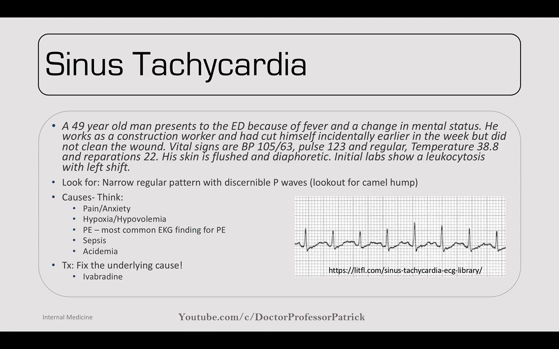Sinus tachycardia is the most common EKG finding for PE, but we'll learn some more specific ones. Sepsis, as in this case, and acidemia. So in order to treat sinus tachycardia, you have to fix the underlying cause. There is a drug that can be used. It's more commonly used in heart failure, but it is ivabradine. It's a sodium funny channel blocker, and this one can actually treat sinus tachycardia, but first you have to rule out all the other causes before you can treat it.